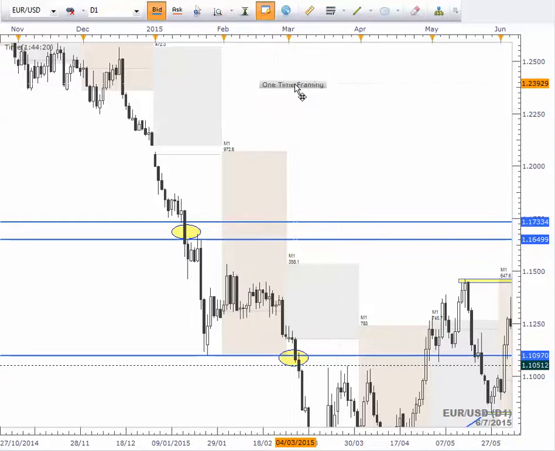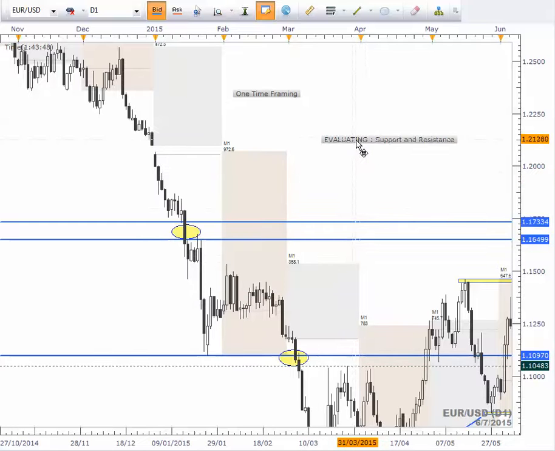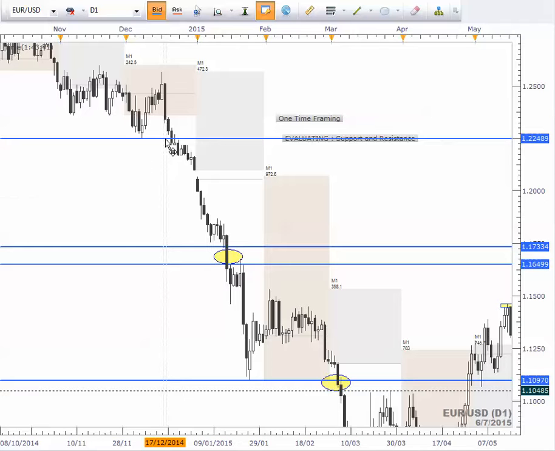So one of the things I like to look at is something called one-time framing. Now, why am I talking about this? Because this has to do with support and resistance. It has to do with evaluating support and resistance. Now, what does this mean? Anybody can look at a chart and put a line right there at 122.48.